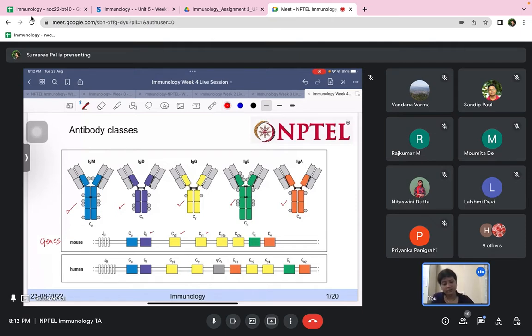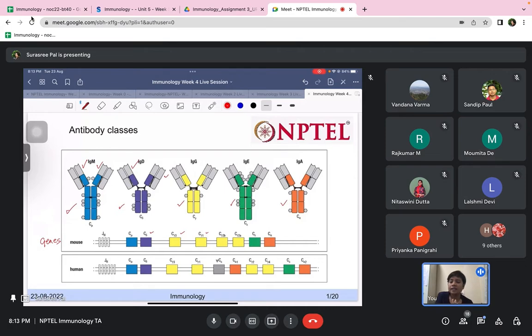Now antibodies have two regions, the variable regions and the constant regions. There are several varieties of these variable regions, but are there varieties in the constant region as well? The answer is yes. There are varieties in the constant region, but the number of classes is obviously much less. That is IgM, IgD, IgG, IgE, and IgA. These are the 5 classes of antibodies which are produced.